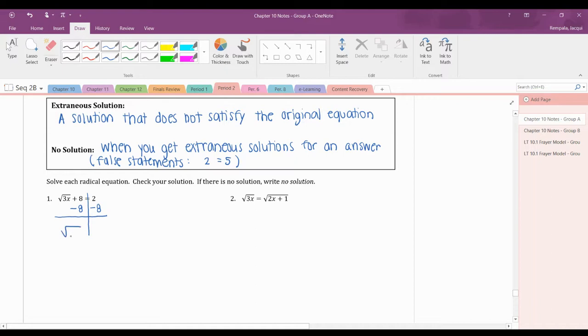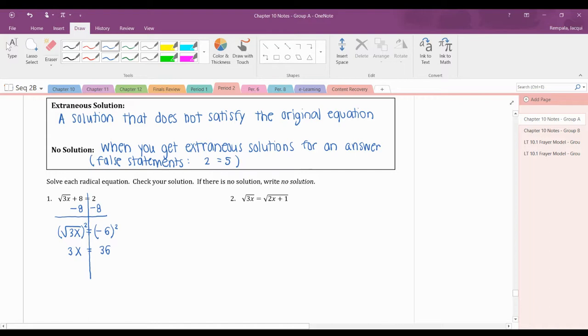That gives us the square root of 3x equals 2 minus 8, which is negative 6. Now that we've isolated that square root by itself, to get rid of a square root, we are going to square both sides. This is why parentheses are important. Negative 6, that whole thing, is being squared. Remember, when you square a square root, it leaves you with what was underneath that radical. So on the left, it's 3x. When you square negative 6, that's negative 6 times negative 6, which is positive 36.